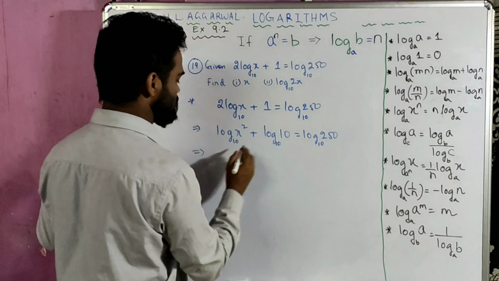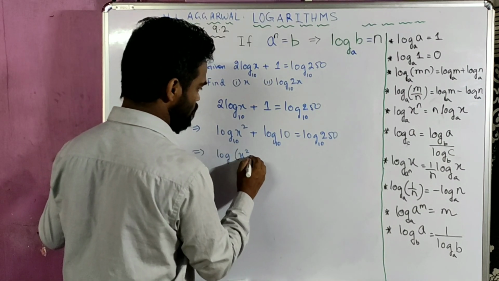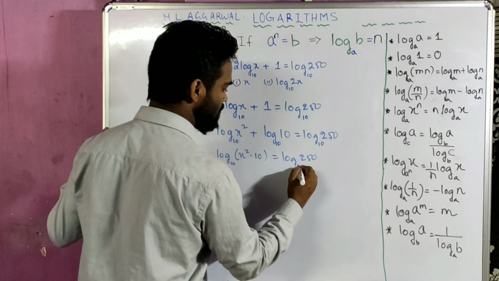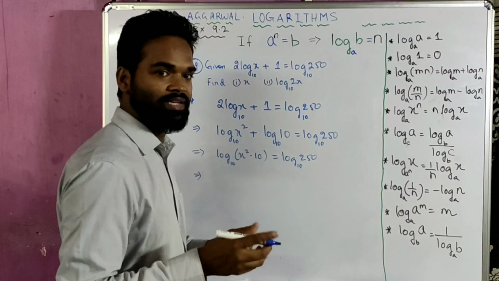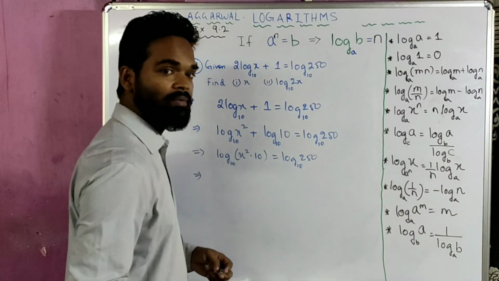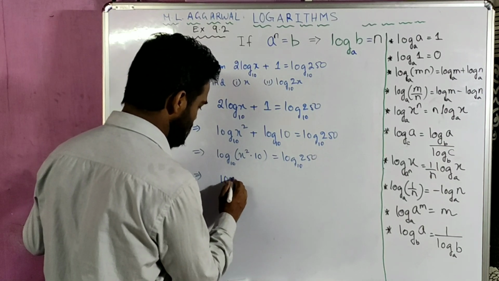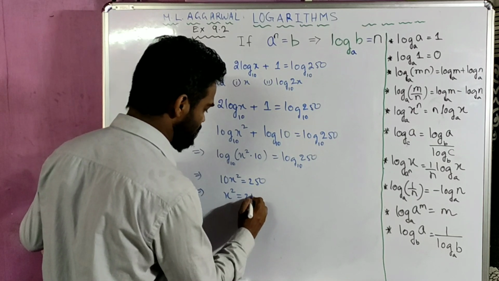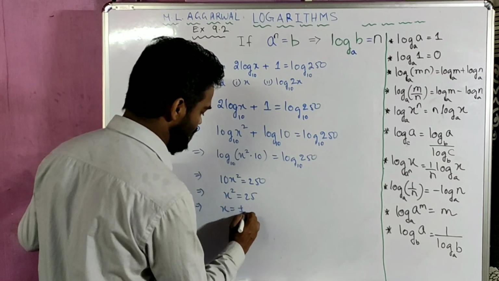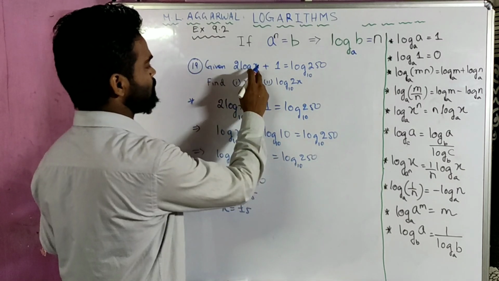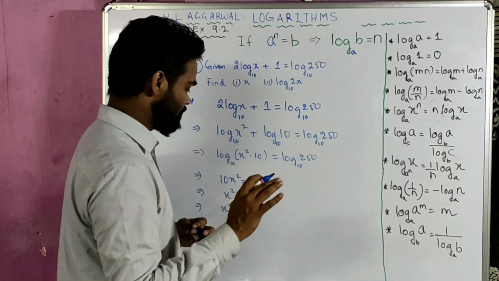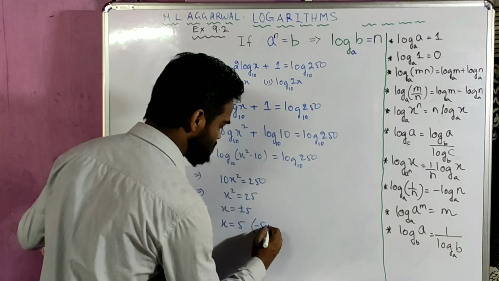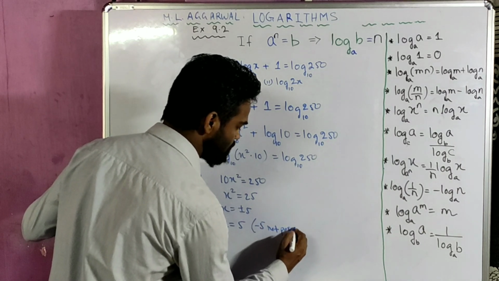Now look carefully. Log a plus log b is log of x square multiplied by 10 base 10, equal to log 250 base 10. Now if log a equals log b, we can say that a equals b, provided the bases are equal, which means 10x square equals 250, which means x square equals 25, which means x equals plus minus 5. If you put minus 5 over here, it becomes log of minus 5, which is not possible. So your x will be 5. Minus 5 not possible, isn't it?